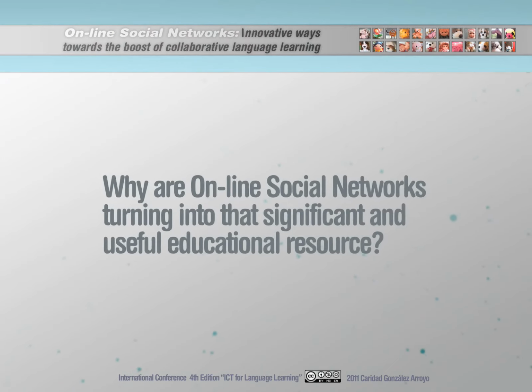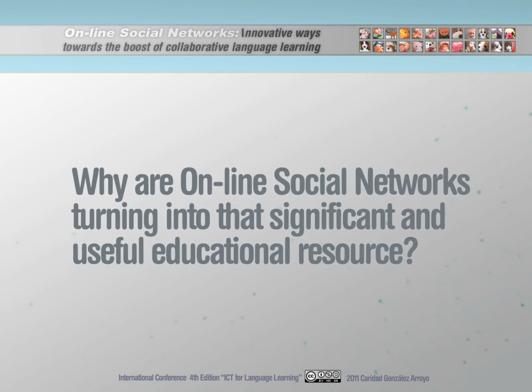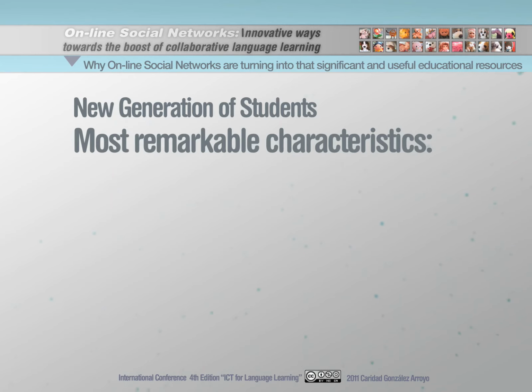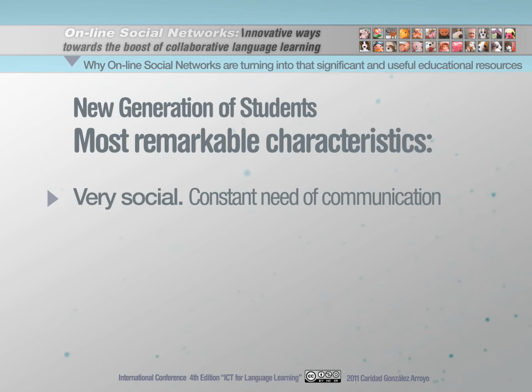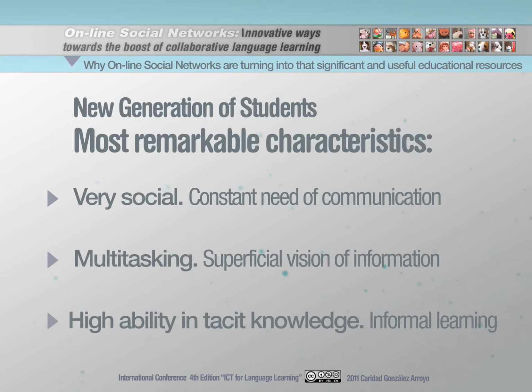Why are online social networks turning into such a significant and useful educational resource? The new generation of students doesn't know the world without Internet, and its most remarkable characteristics are being very social, a constant need of communication, multitasking, superficial vision of information, and high ability in tacit knowledge, which means informal learning.